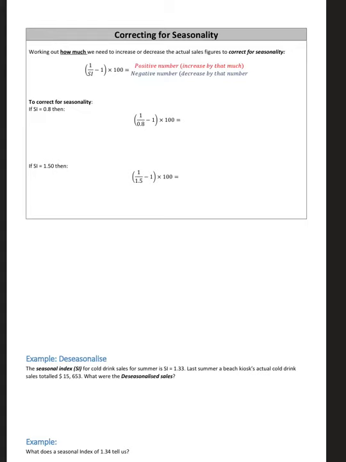Okay, correcting for seasonality. Now, this is very different to interpreting a seasonal index. In the last video, I showed you how to work out seasonal indices. For example, if you have a seasonal index of 1.3, that's 30% above average. If you have a seasonal index of 0.7, that's 30% below your seasonal average. If a question says to correct for seasonality, this is not interpreting your seasonal index. This is working out how much we need to increase or decrease the actual sales figures to correct for seasonality.